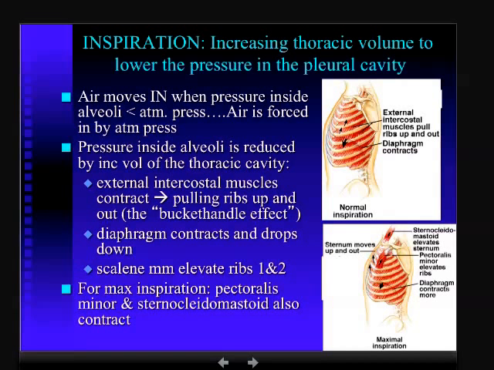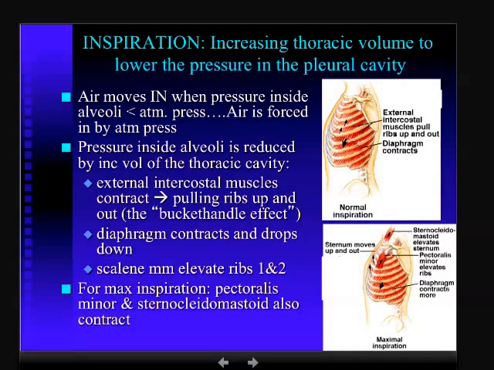Here's a bucket, and here's its handle. When I raise the handle of my bucket, what do you notice? It comes out, doesn't it? It sweeps outward. That's what your ribs are doing. And as they do so, you increase the volume. Good? Go home and play with your bucket.